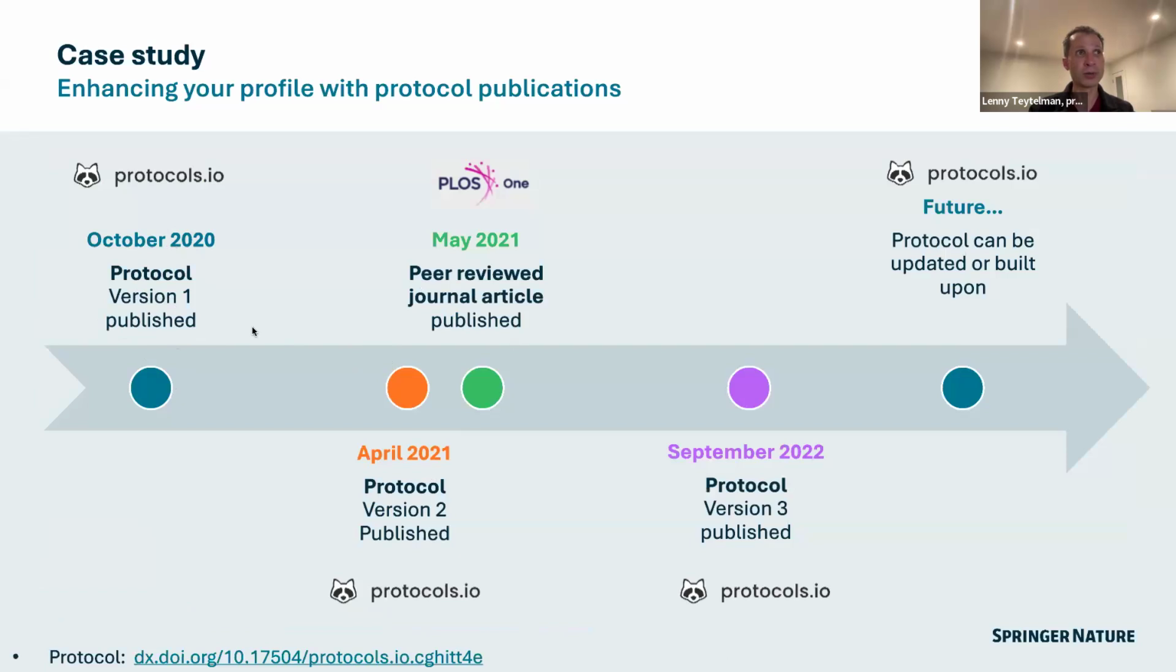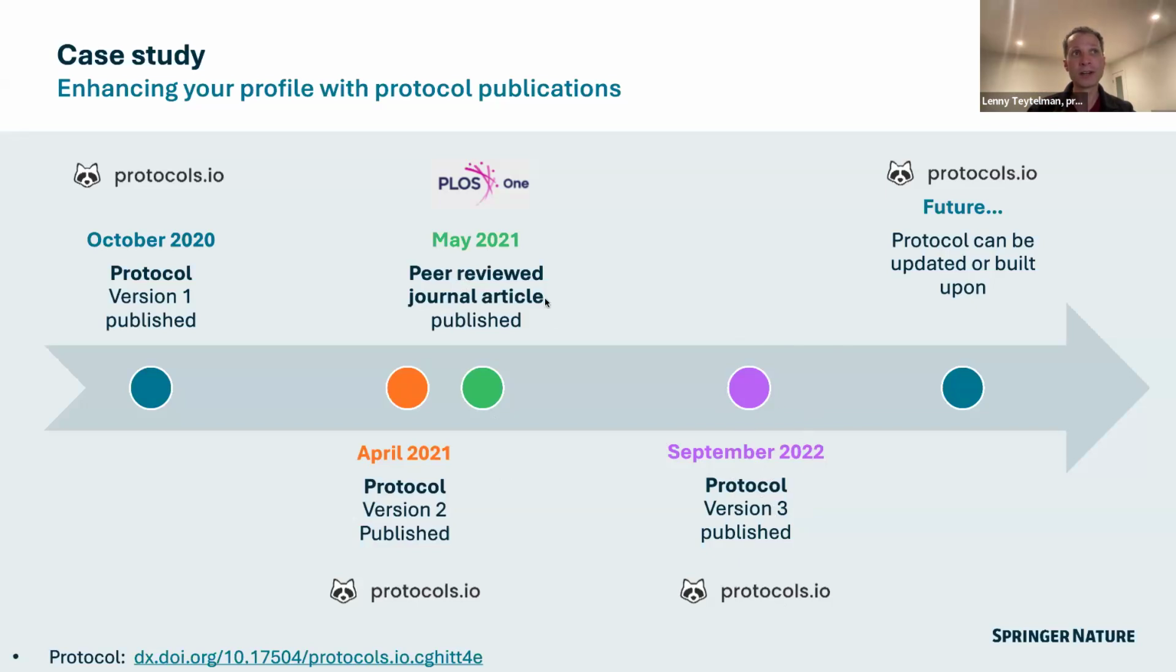So version one was shared on Protocols.io with input of the peer review process, then shared version two of the protocol, published the paper. And a year and a half later, in September of this year, the paper is fixed, but the protocol evolved. They had advances that make it more efficient relative to what they shared in 21. So in September 22, they published a third version on Protocols.io. And you can keep doing this as much as you need.